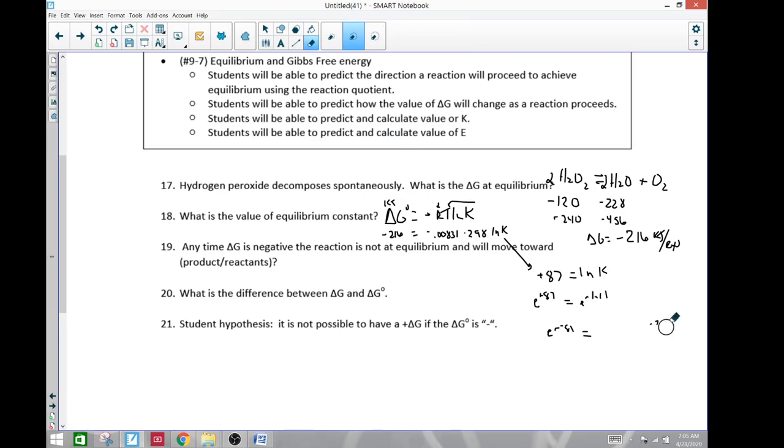I have a negative delta G, which means that I am pushing quite well in the direction of products. This thing is pushing this way. So if you get a really small K like that, that's not making sense. So that negative came off, it's positive, and so it's going to be the inverse natural log of 87. Now we're getting a much larger number, 6.0 e to the 37th. And that is my K value.